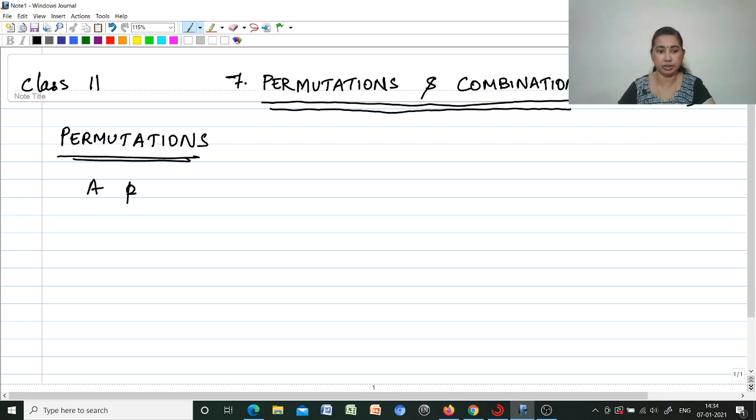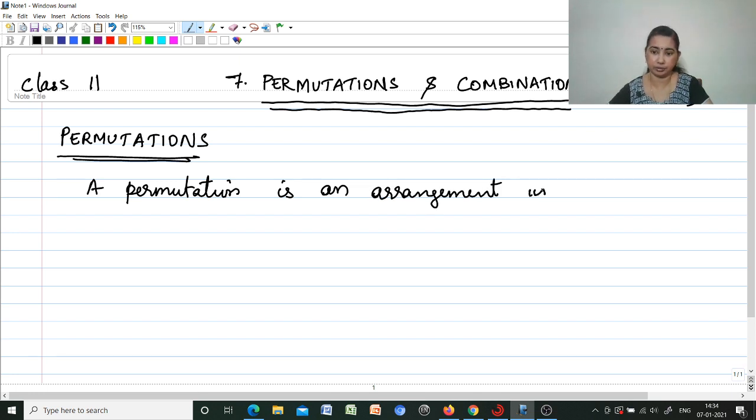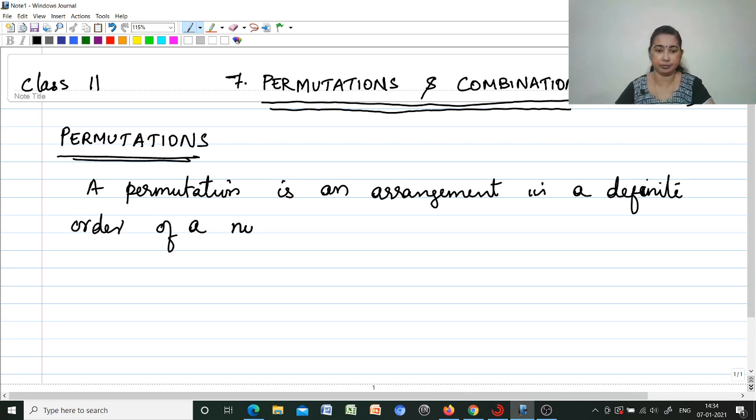A permutation is an arrangement in a definite order of a number of objects taken some or all at a time.